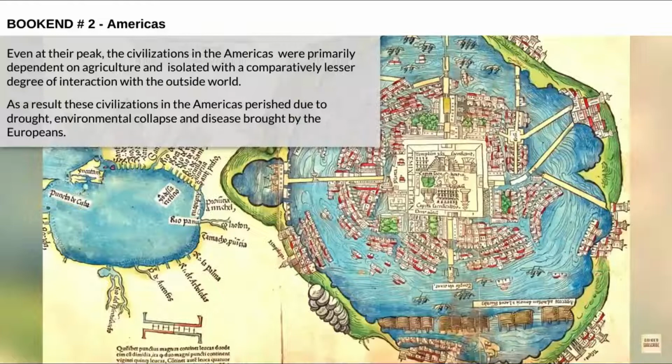Bookend 2. Even at their peak, the civilizations in the Americas were primarily dependent on agriculture and isolated with a comparatively lesser degree of interaction with the outside world. As a result, these civilizations in the Americas perished due to drought, environmental collapse, and to European diseases.